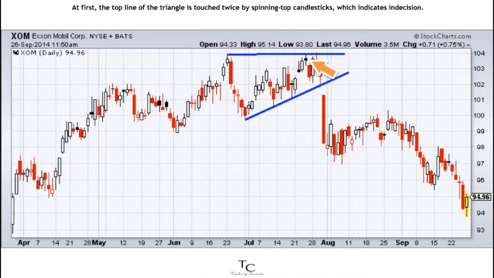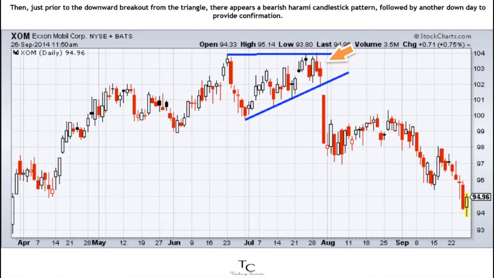At first, the top line of the triangle is touched twice by spinning top candlesticks, which indicates indecision. Then, just prior to the downward breakout from the triangle, there appears a bearish harami candlestick pattern, followed by another down day to provide confirmation.